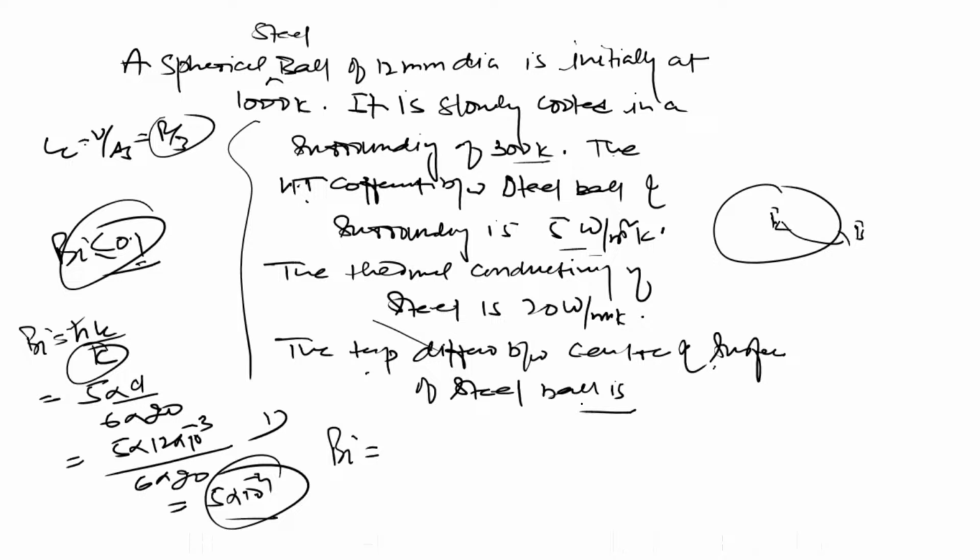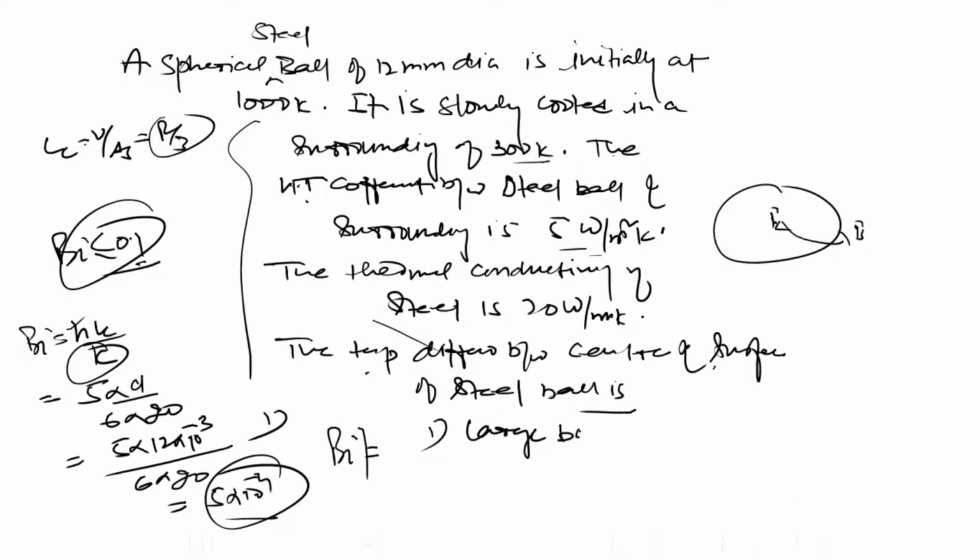Since the Biot number is less, it means the temperature difference from the center to the surface is very negligible as compared to the temperature difference in the fluid. Which temperature difference is higher, in the fluid? Yes or no? So the question has four options. The first option is that the temperature difference between the center and surface of the steel ball is large because conduction resistance is far higher than the convection resistance.